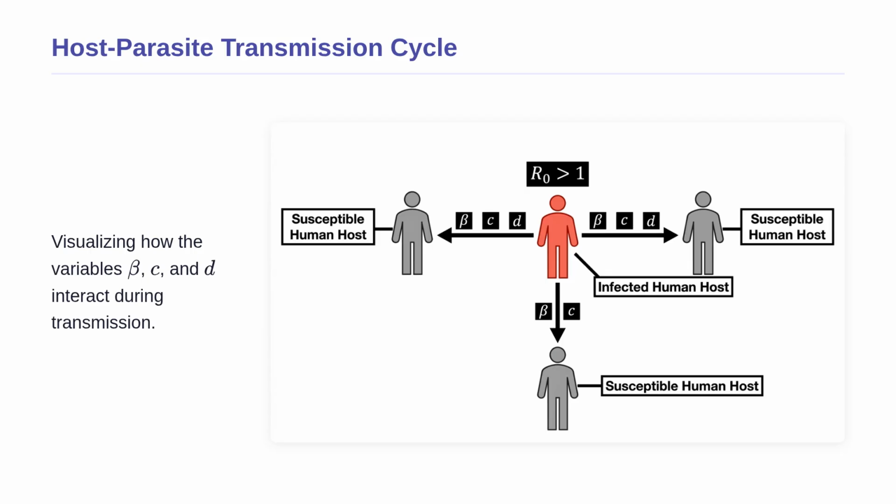The diagram visually reinforces that the contact rate brings hosts together, the transmission probability dictates if the jump is successful, and the duration determines how long this window of opportunity stays open. At the top, we see the condition R0 greater than 1, reminding us that when these factors combine powerfully enough, the central host will successfully infect multiple others, driving the epidemic forward.